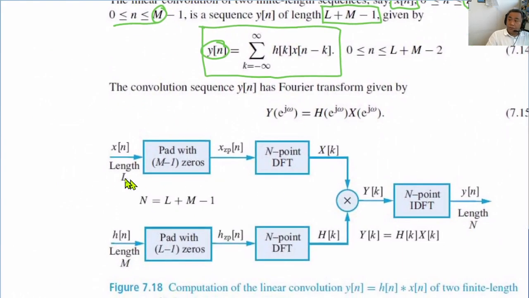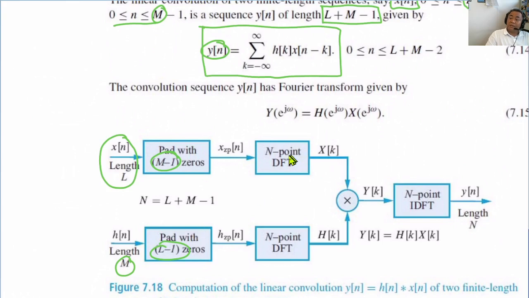So what do we do? x of n has length L. We pad it with M minus 1 zeros, such that its final length is L plus M minus 1. So that's for x. h with length M is also padded, but with a different number of zeros. So now the final length is still M plus L minus 1. The length of this and the length of this are the same. It's capital N, and it is basically padded with different numbers of zeros for x and h.